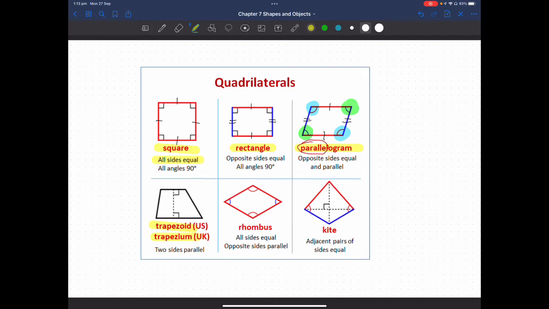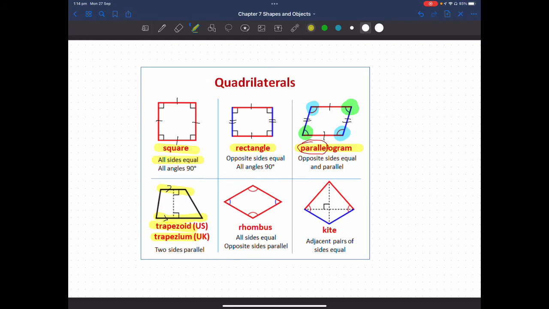How am I going to mark the parallel sides? I'm going to mark them with a little arrow pointing in one direction. So the two sides that are parallel with a little arrow pointing in one direction. The other two sides are not parallel.